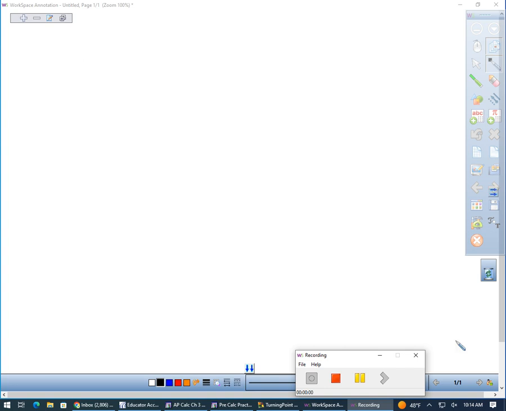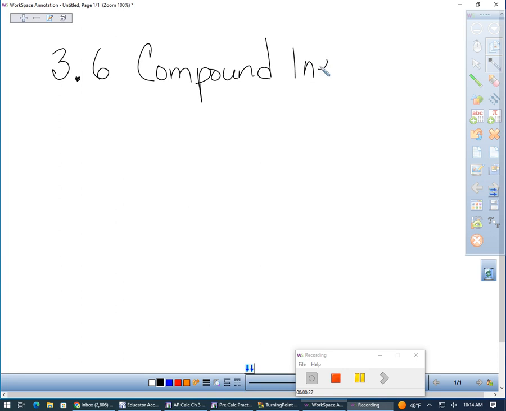This is section 3.6. The last section you would have done was 3.4, multi-step inequalities. I am skipping over 3.5 because I believe this book has it in the wrong order. We are moving on to 3.6, and we'll come back to 3.5 in a little bit. 3.6 is what we call compound inequalities.